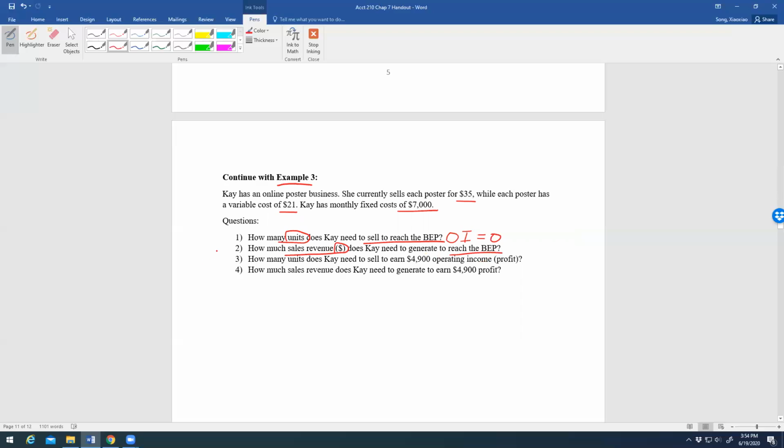Now, the next 2, questions 3 and 4, are not the same. You don't just want to break even. You want to earn some money. Question 3 asks how many units you have to sell so that your operating income will be 4,900. The fourth one is similar, but asks what your sales revenue has to be to get your operating income to 4,900.